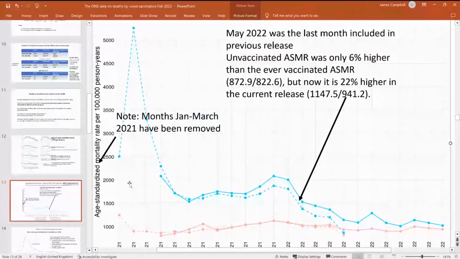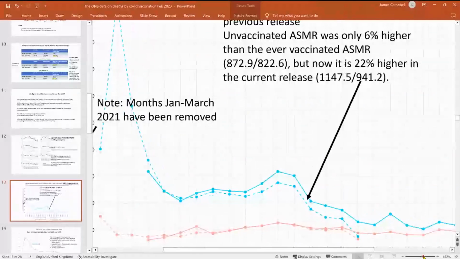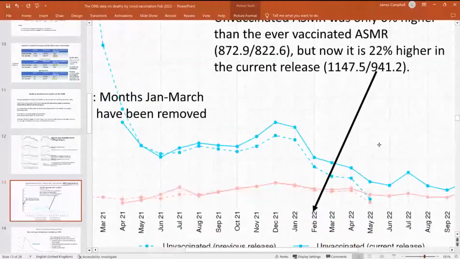Just focus on the two bold lines. Those were the headline plot in the Daily Mail. You can check it. It's absolutely what was in the Daily Mail. And that you can see is there. Wow. The all-cause mortality rate in the unvaccinated is much higher than the vaccinated. That's what it's showing. Right?